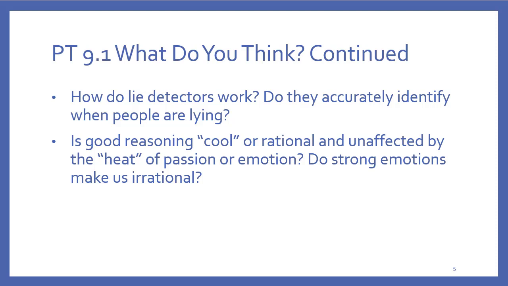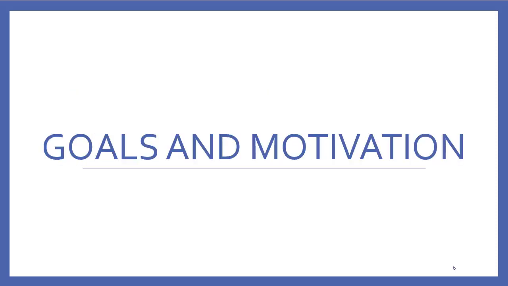And then last is good reasoning: cool or rational, and unaffected by the heat of passion or emotion. So can you be so good at reasoning that you're unimpacted by passion or emotion, or are there strong emotions that might make us irrational? So those are some things to think about as we're going through this chapter. You can stop and think about them a little bit more if you want to come up with some answers that you have. But let's go ahead and move forward and start with goals and motivation.